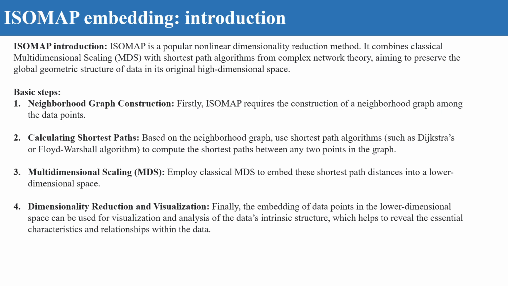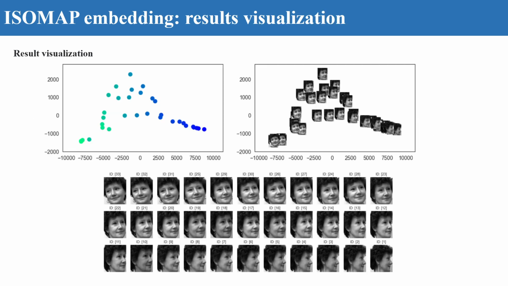IsoMap is a nonlinear dimensionality reduction method that preserves the global geometric structure of high-dimensional data. It involves constructing a neighborhood graph, computing shortest paths between data points using algorithms, and using classical MDS to embed the shortest path distances in a lower dimensional space. Here we can see that the performance of IsoMap is good overall, with only the first few images in the first row showing some confusion.